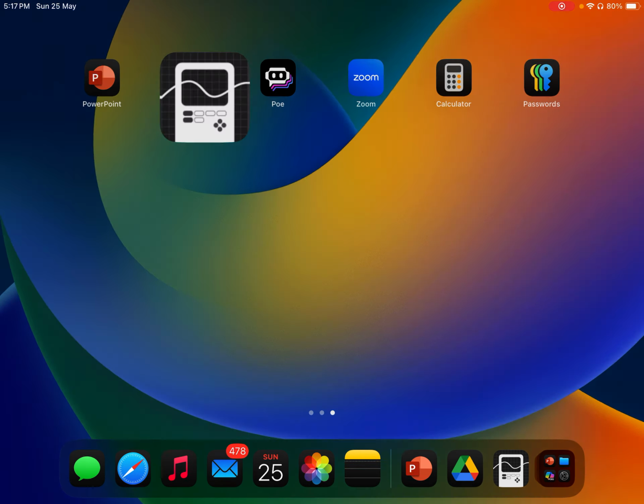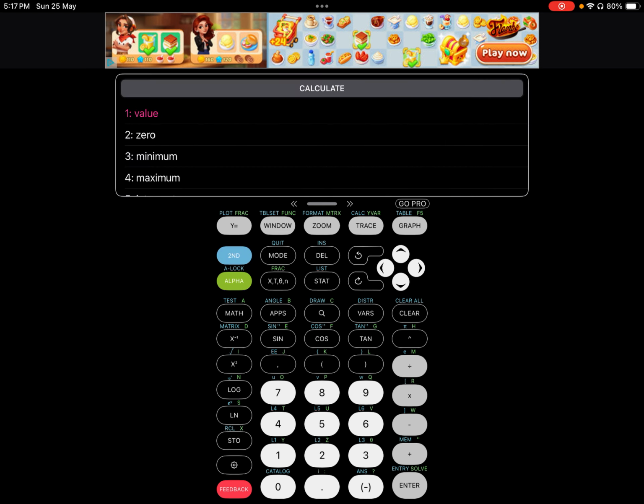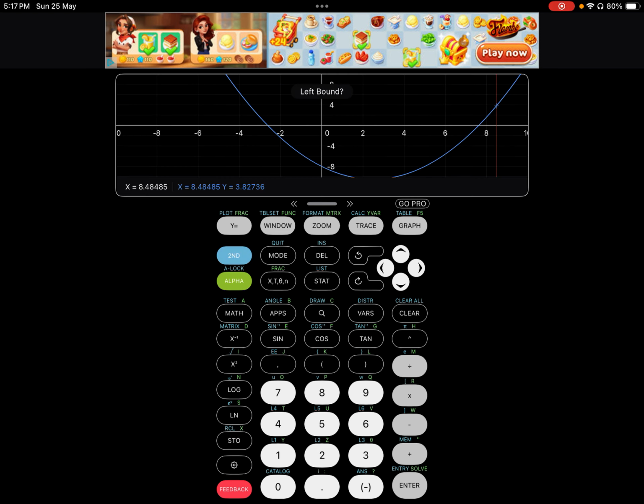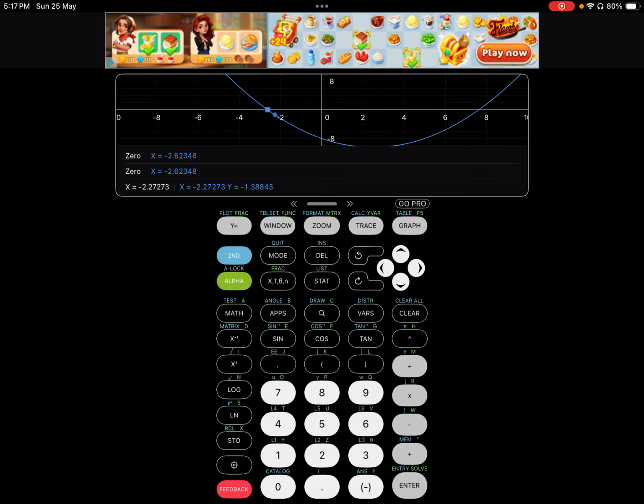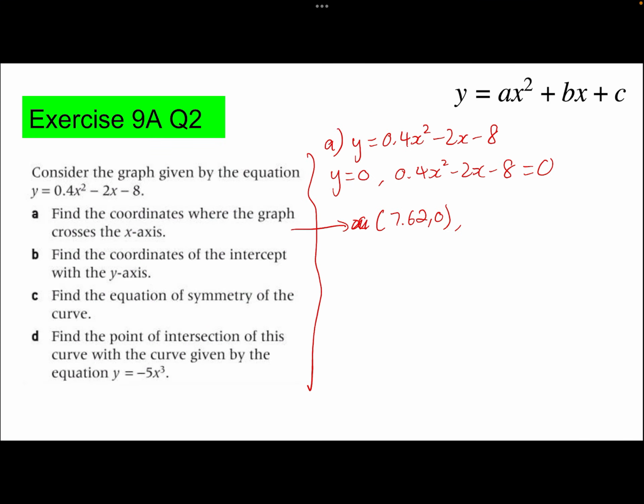Let's go find the other zero as well. So I'll do another second trace, go to option 2, then I'll move. I've got to move to the other side. Somewhere about here will be good. Right bound will be somewhere about here, and we got negative 2.62. Okay, so there we go. So this will be negative 2.62 and 0.